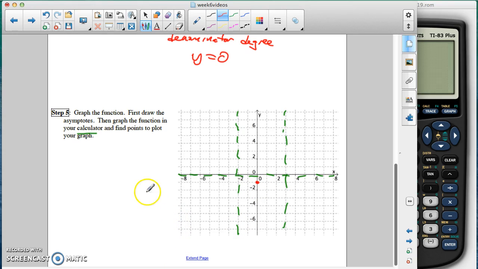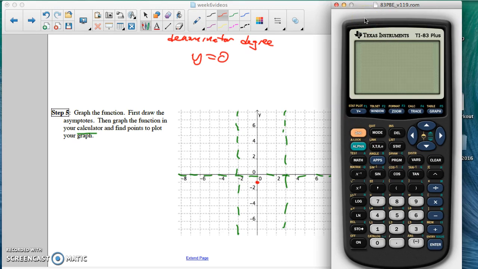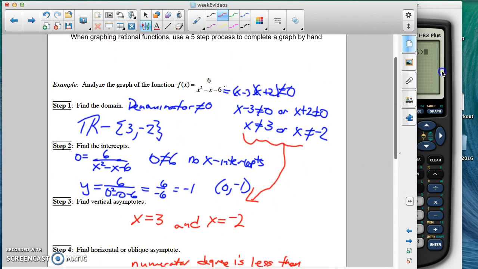So now what we want to do is find a few more points using our calculator here. We can use the table function to help us out. Instead of evaluating it lots of different places, we can put the function into y1: 6 divided by x squared minus x minus 6. Let me just verify that's what we were doing here. x squared minus x minus 6.